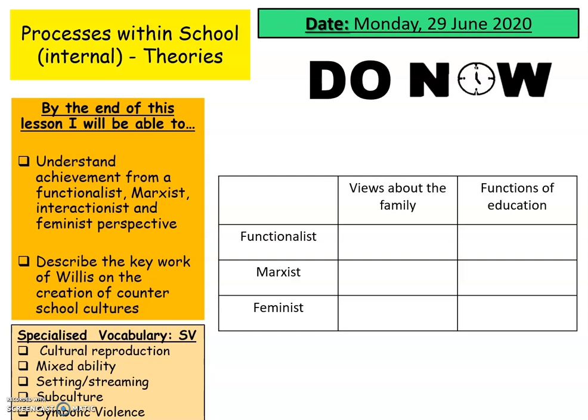The key vocabulary for this lesson is the same as last lesson because this filters on from what we did last lesson. So as a starter, it would be good for you to have a little think and a recap of what functionalists think about the family, what Marxists think about the family, what feminists think about the family, and then what they think about the functions of education, so what is the point of education. Again, feel free to pause and work through at your own pace.